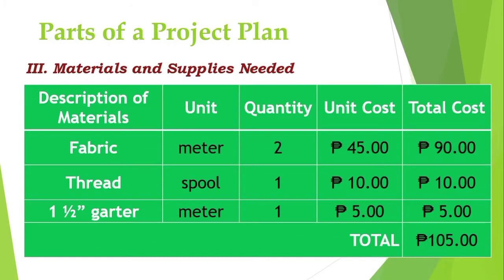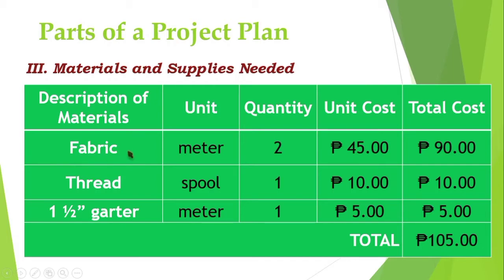So in this part of your project plan, you're expected to draw a table, and then in your table, there should be 5 columns. The first column is intended for the description of materials, the second column, the unit, the third, quantity, fourth, unit cost, and then fifth is the total cost. Now, under the description of materials, you have here the materials that you need in the making of your jogging pants. So, of course, the first one is the fabric.